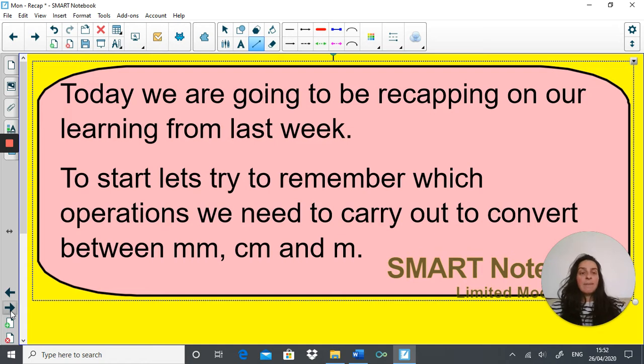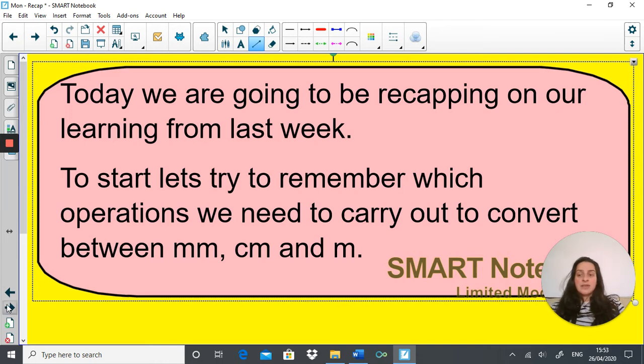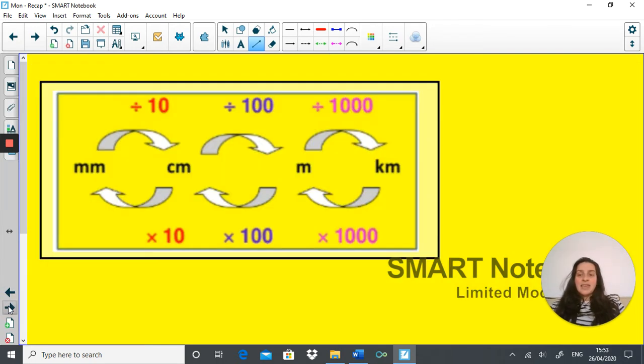Right, so today we're going to be recapping on our learning from last week. To start, let's try to remember which operations we needed to carry out the conversions between millimeters, centimeters, and meters. So to convert between millimeters to centimeters, you divide by 10. And to convert between centimeters and meters, you divide by 100. Now to go the other way, to convert between meters and centimeters, you multiply by 100. And to convert between centimeters and millimeters, you multiply by 10.